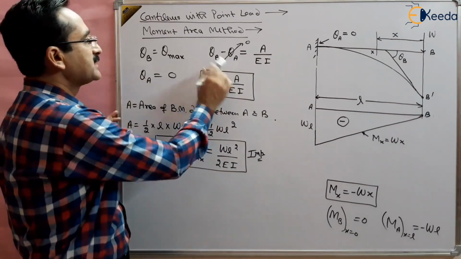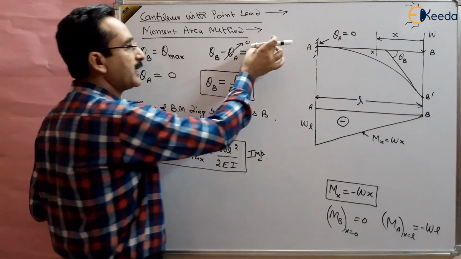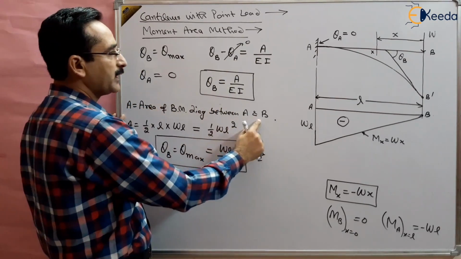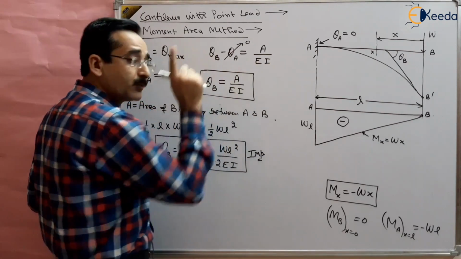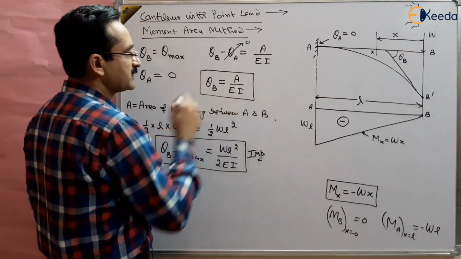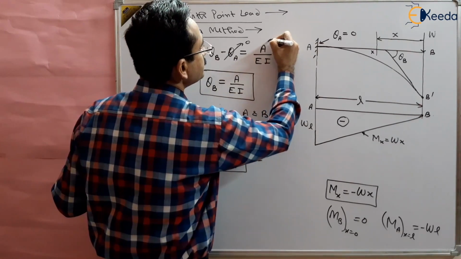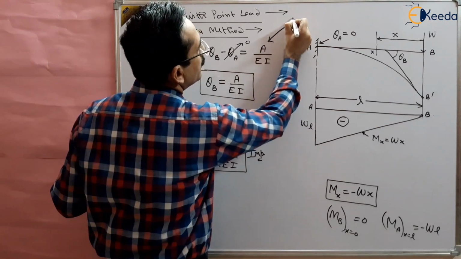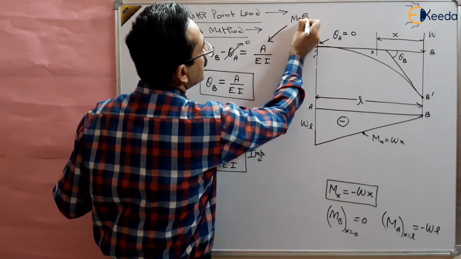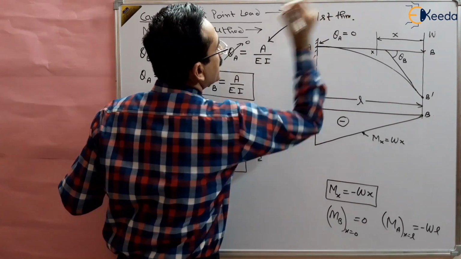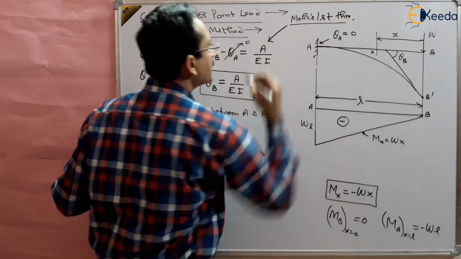So theta B minus theta A, the difference between 2 points, will be the area between A and B divided by EI. This is Mohr's first theorem. So this is Mohr's first theorem, right? I am writing here, this is Mohr's first theorem.